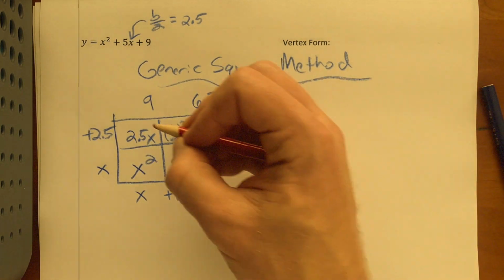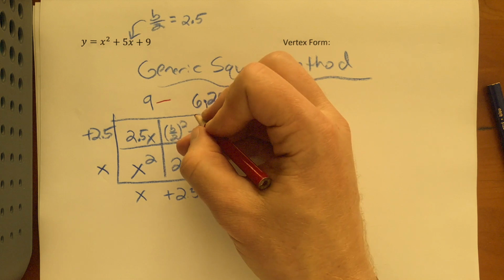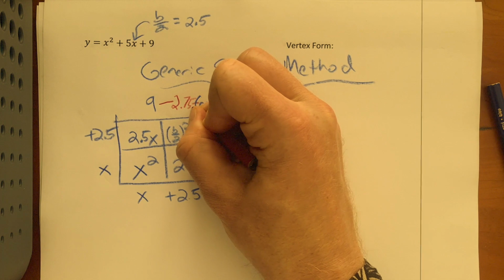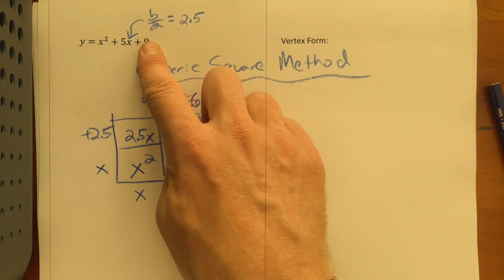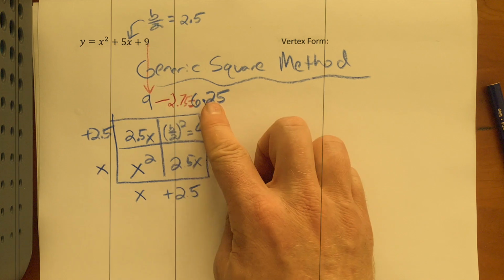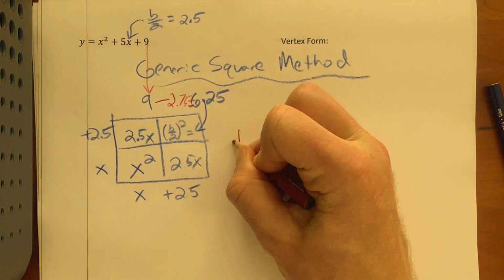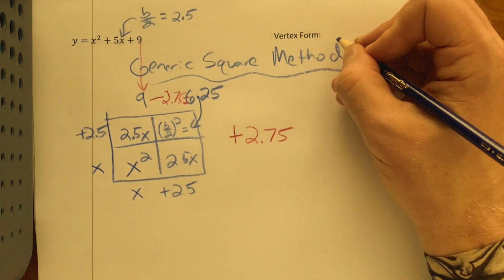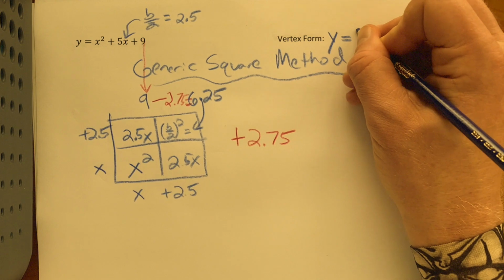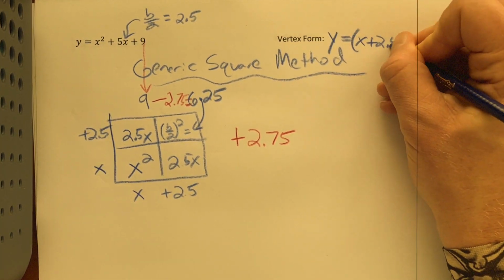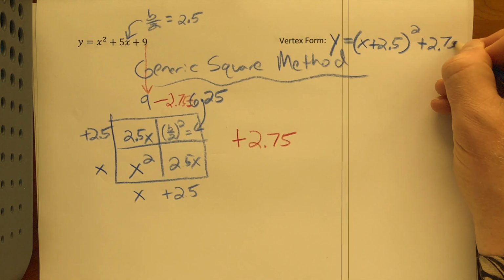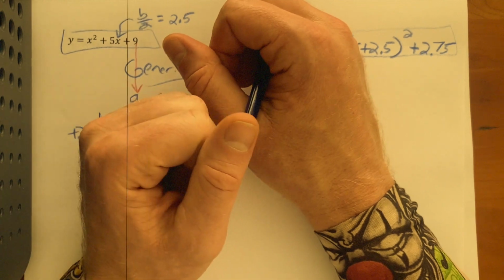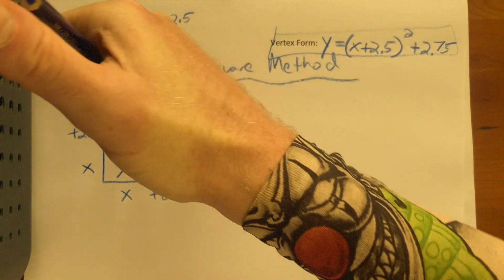We can try to place them there, but we only need 6.25. Take away 2.75 from the 9. Take it away from the square, but that would change the equation. So we must add 2.75 to the outside. There's your k value. We took away from the perfect square, so we added to the outside to get our k value. Completed the square. Vertex form. Those two equations are equivalent because we subtracted 2.75 and added 2.75.